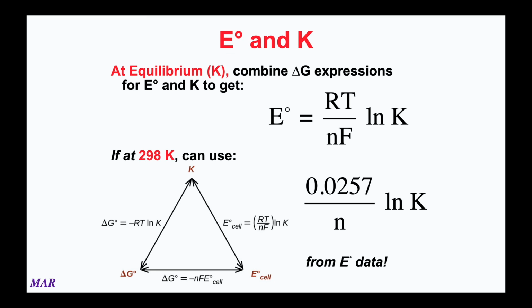This is a triangle that sometimes people use in this material. It just shows the different ways to go between delta G, E, and K. So I talked about earlier how delta G equals minus RT natural log of K. That goes on the left-hand side of the triangle. On the bottom, delta G equals minus NFE. And on the right, then you have E cell equals RT over NF natural log of K. Oh, the places we will go.